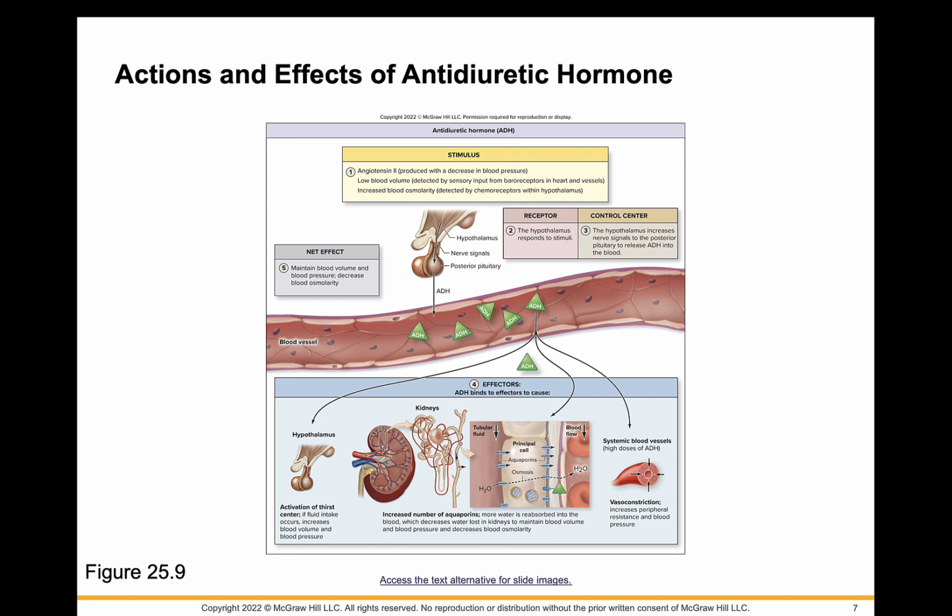Within the nephron, particularly the distal end, and within the principal cells, it will increase the number of aquaporins. Remember, ADH is a water-soluble hormone, and it's going to work with proteins that are already there, hence the aquaporins found within the principal cell. Then more water will be reabsorbed into the blood. This decreases the fluid loss in kidneys to maintain blood volume and blood pressure and decreases plasma solute concentration.